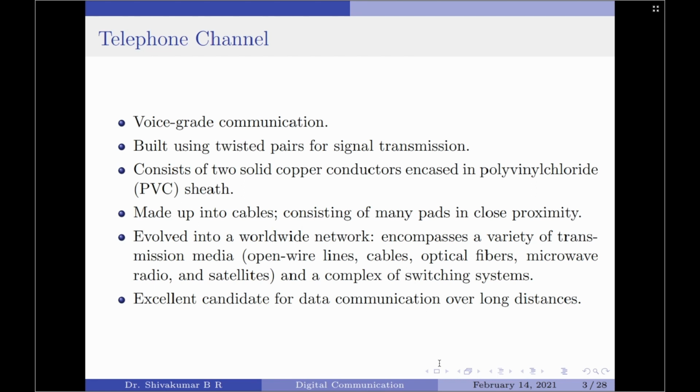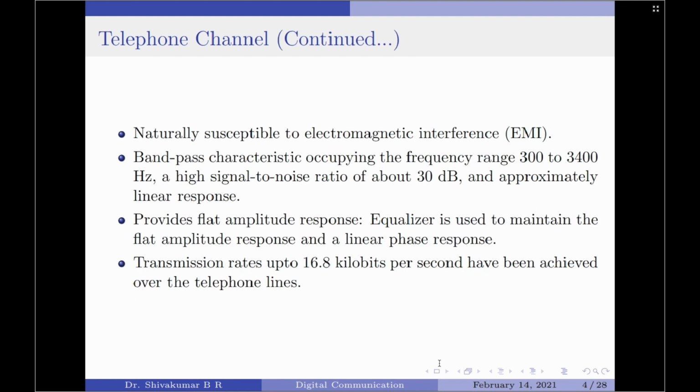During the last century, the telephone channel has evolved into a worldwide network that encompasses a variety of transmission media such as open wire lines, cables, optical fibers, microwave radio, and satellites, as well as a complex of switching systems. This makes the telephone channel an excellent candidate for data communication over long distances. Twisted pairs are naturally susceptible to electromagnetic interference, referred to as EMI, and to reduce this effect, the wires are commonly twisted.